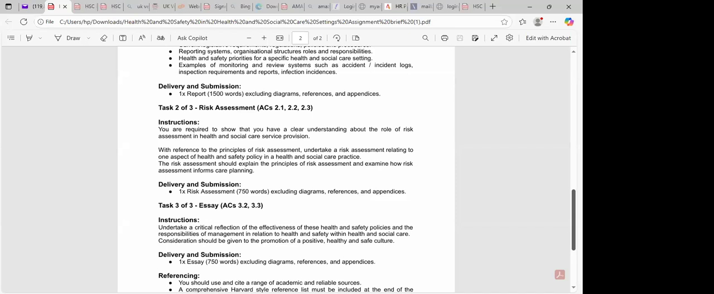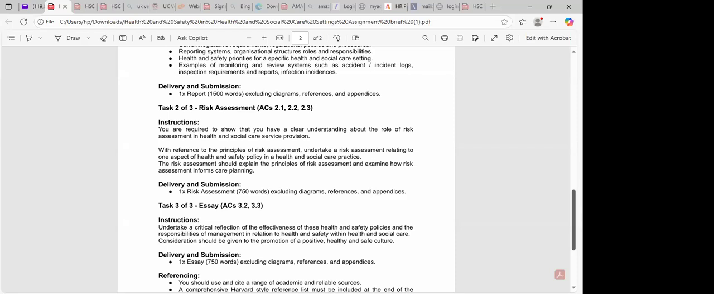How did you approach it? First of all, I talk about what risk assessment is all about, the principles of risk assessment. And I talk about the applications of risk assessment. I talk about how risk assessment informs care planning. That's all. No advantages? Because I was not asked to talk about the advantages. I was only asked to show my clear understanding. That's why I talk about the applications of risk assessment.